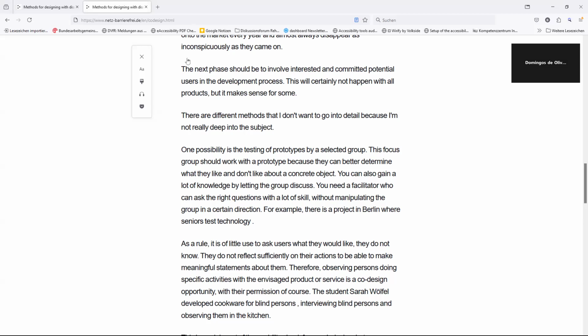And then you test, of course. You develop a test object and test the object or the product with the target group. After you have developed a methodology for this test, that means you don't let them click around or just play around with the product, but also let them use the product in the way they would use it in real life.